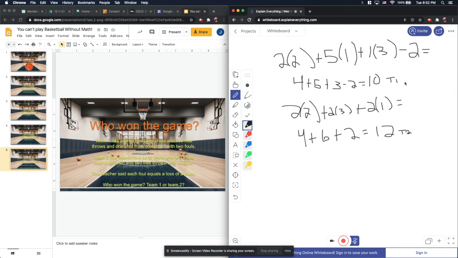So now we're going to have to figure out which team scored more. So we have Team 1 with 10 and Team 2 with 12. So we can do a quick little subtraction. 12 minus 10. Team 2 is going to have 2 more points.